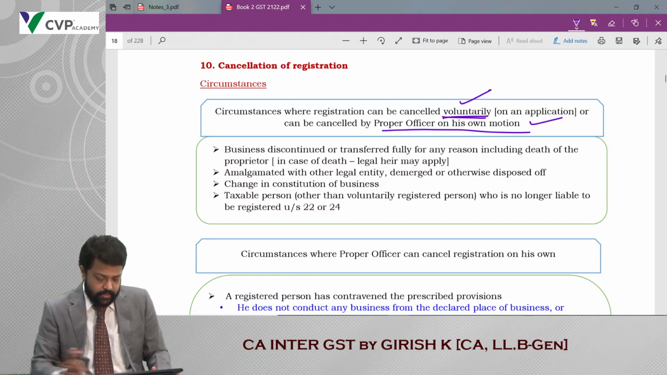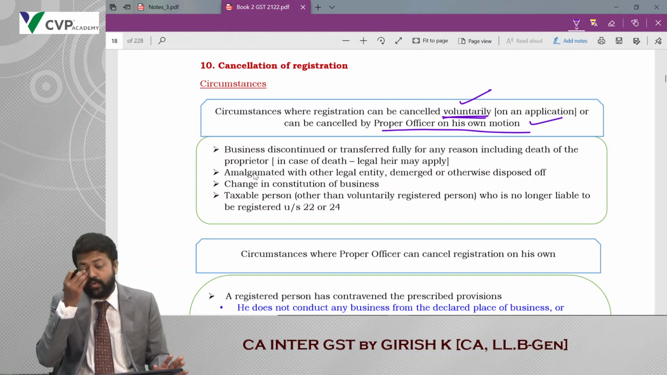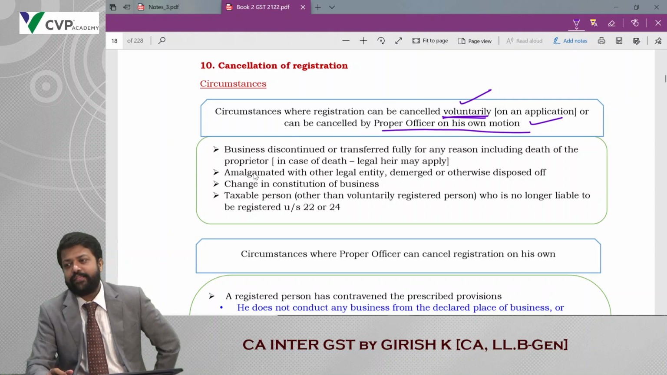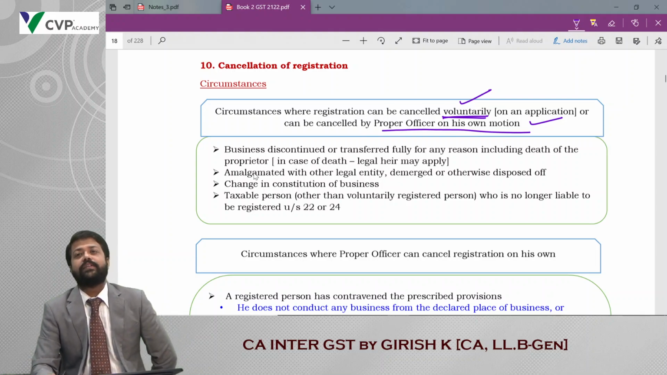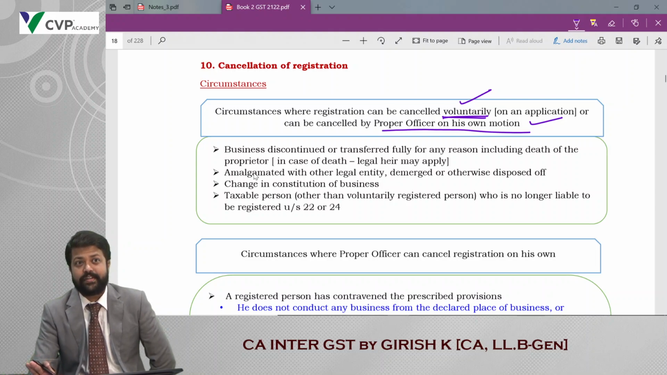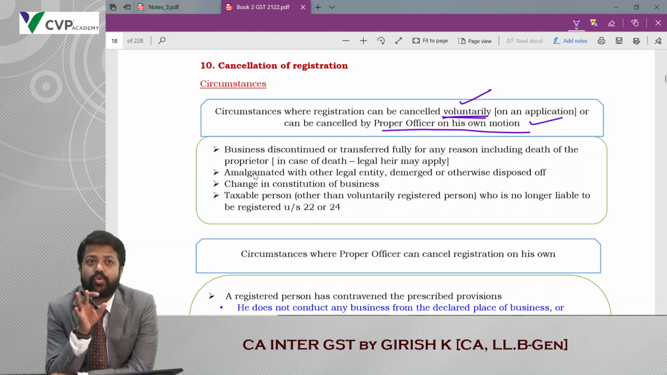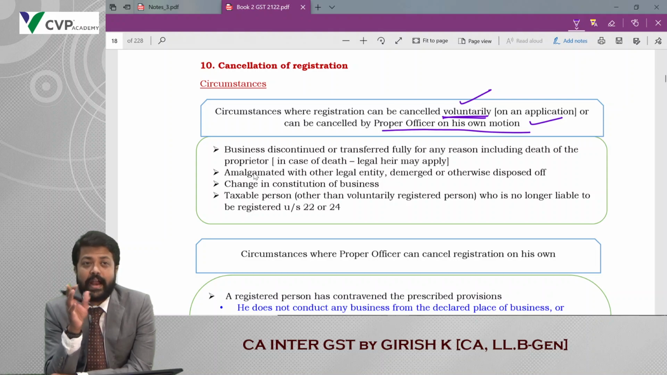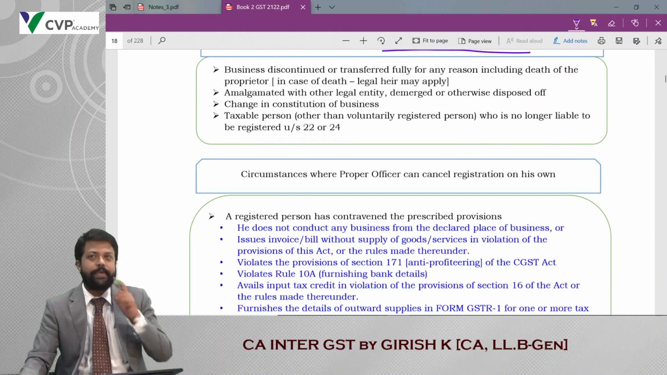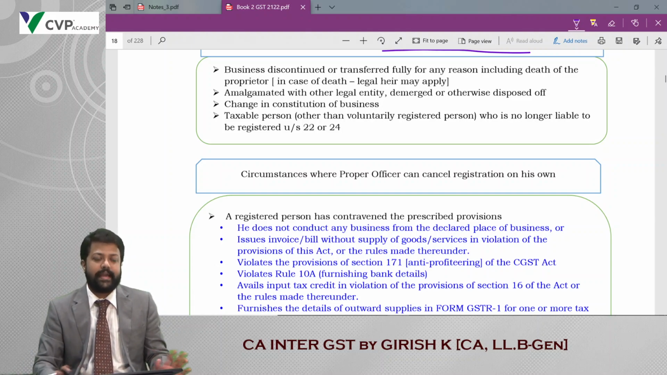Correct. Then, a taxable person other than a voluntarily registered person who is no longer liable to register under section 22-24. What does that mean? It means that if the registration was acquired by you on account of you crossing the threshold limit, and you are no longer liable to be registered because of the threshold, then you can cancel the registration. But if the registration was not applicable to you and you voluntarily took the registration and you are cancelling it, then that is not covered here. Earlier I think that period was only 1 year. For 1 year you cannot cancel, but now I think they have covered it into the entire clause itself.